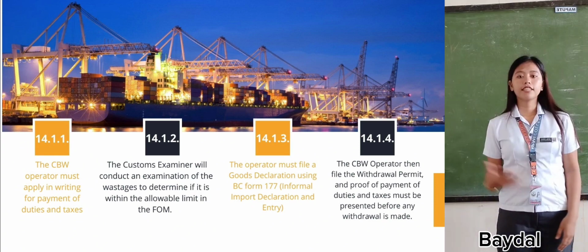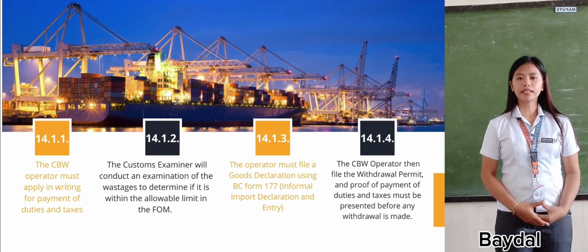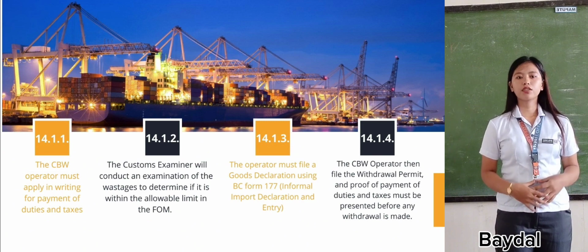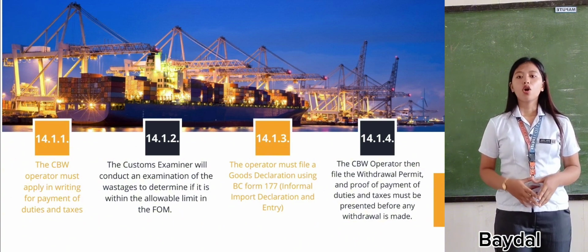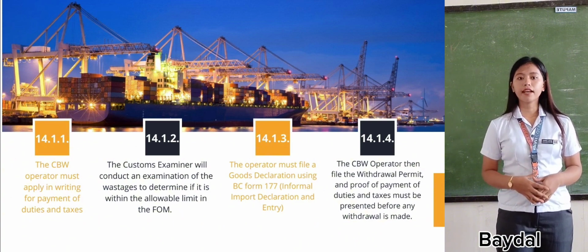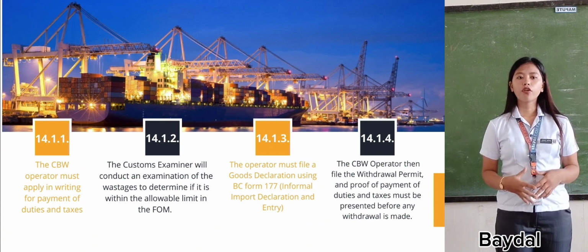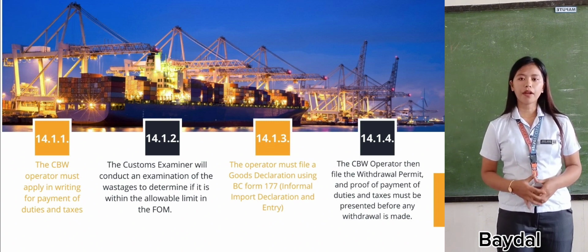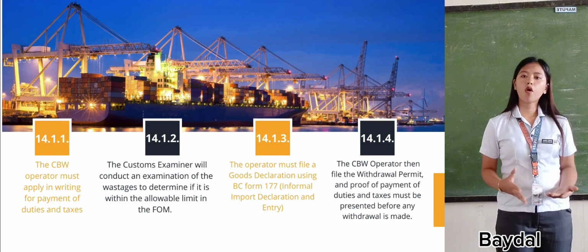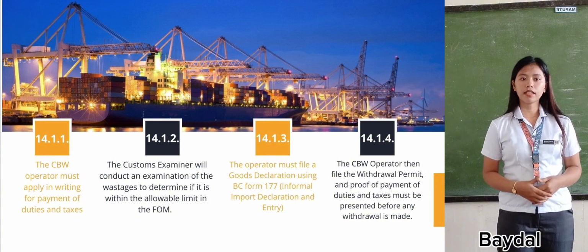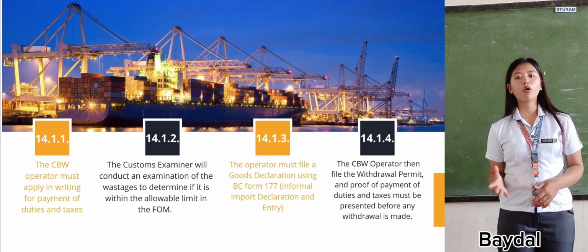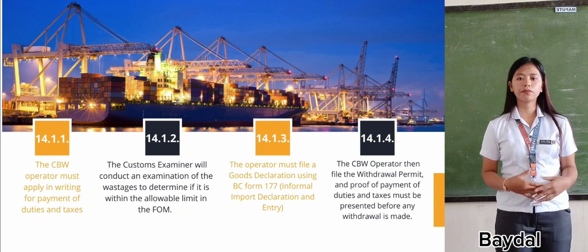customs rules. In Section 14, subsection 1.3, the operator shall file the goods declaration using BC Form 177 or Informal Import Declaration and Entry with the WSAD and pay the assessed duties and taxes for the wastages, rejects, and byproducts. So, kaning BC Form 177 is a document na gamiton para sa customs processes to provide detailed information about the goods nga imuhang i-import or gi-stored sa warehouse.